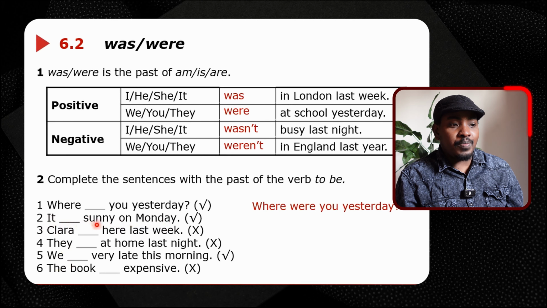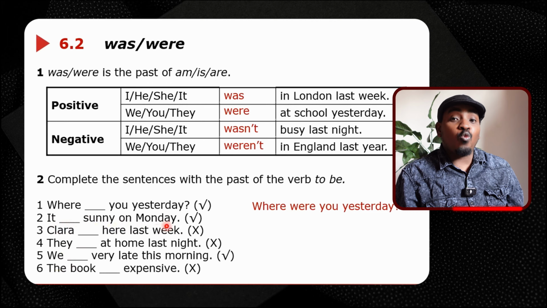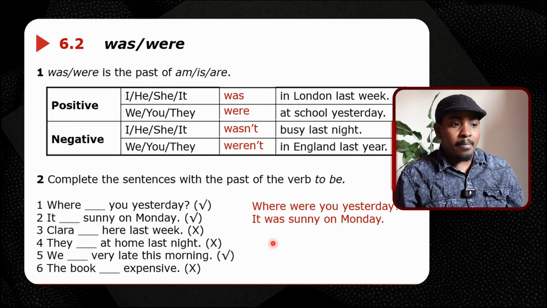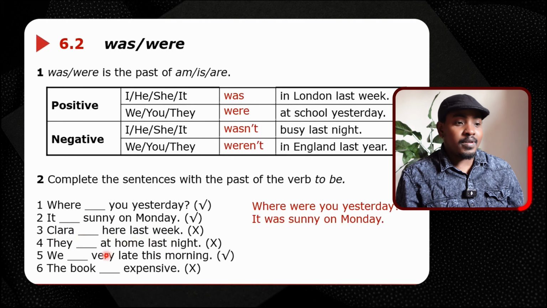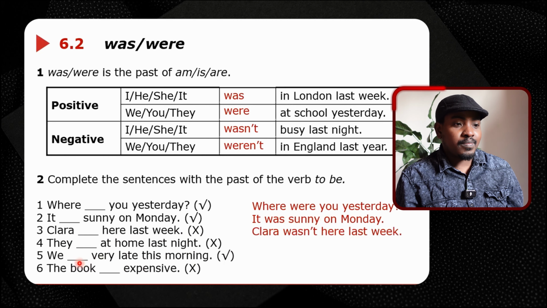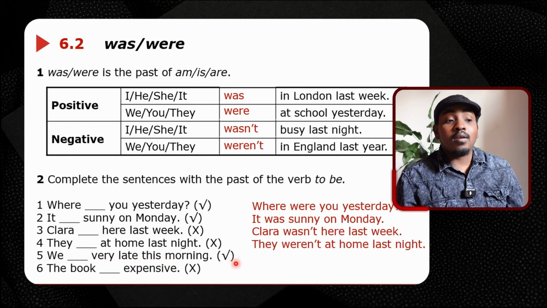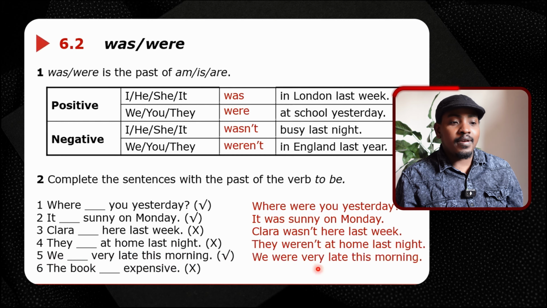So here, it space sunny on Monday. It was sunny on Monday. Clara space here last week, was, right? Oh, negative, wasn't. Clara wasn't here last week. Next, they, not one group, right? They were, but negative, they weren't at home last night. Next, we, space very late this morning, we were. We were very late this morning, right?